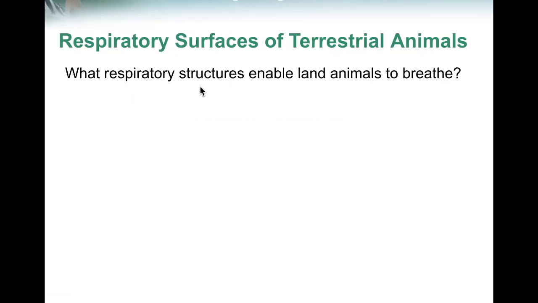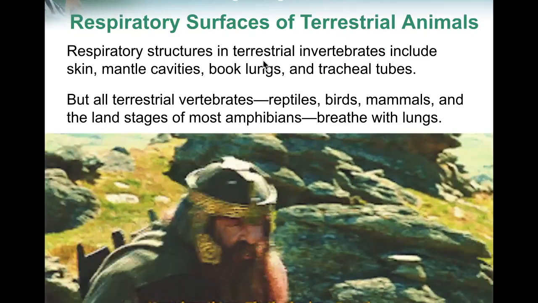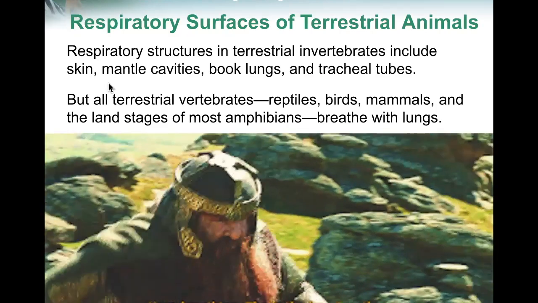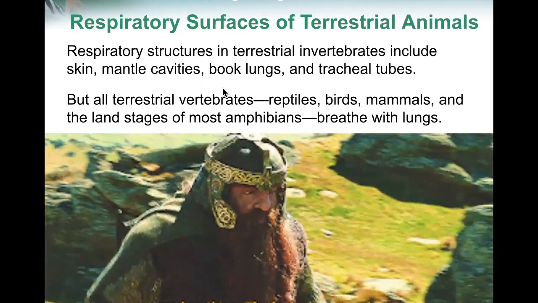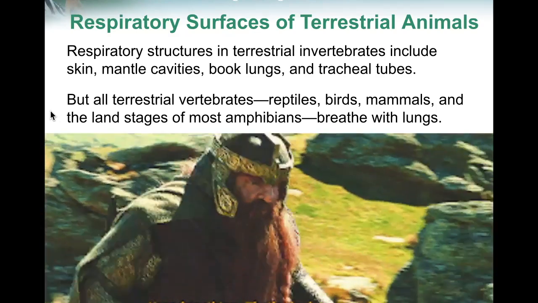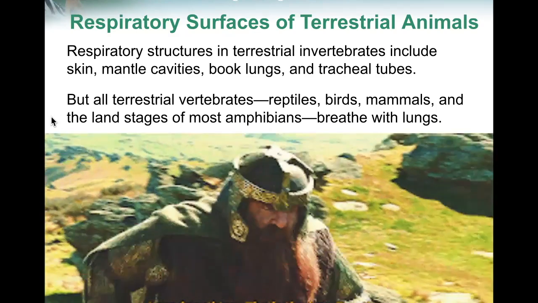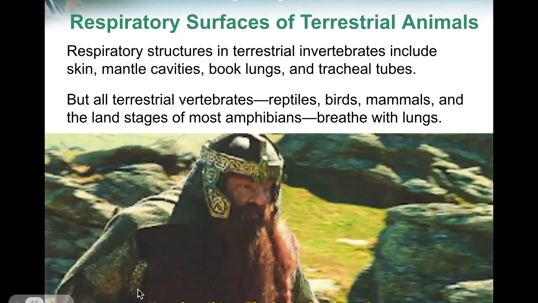What respiratory structures enable land animals to breathe? Respiratory structures in terrestrial invertebrates include skin, mantle cavities, book lungs, and tracheal tubes. But all terrestrial vertebrates, reptiles, birds, mammals, and land stages of most amphibians breathe with lungs, and Gimli breathes with lungs also.